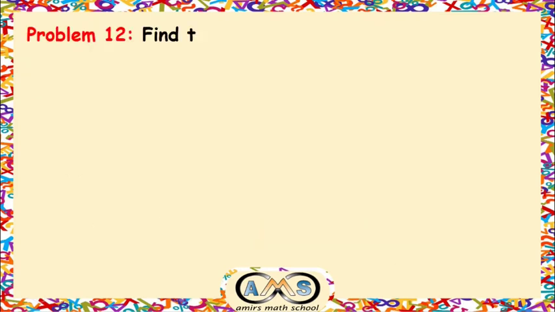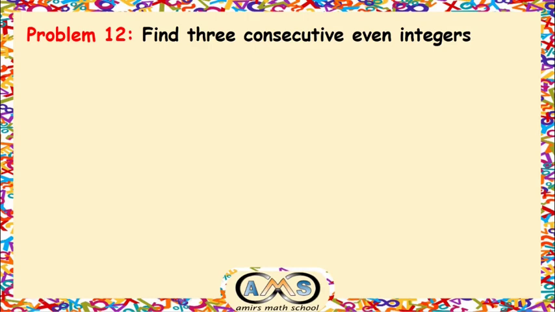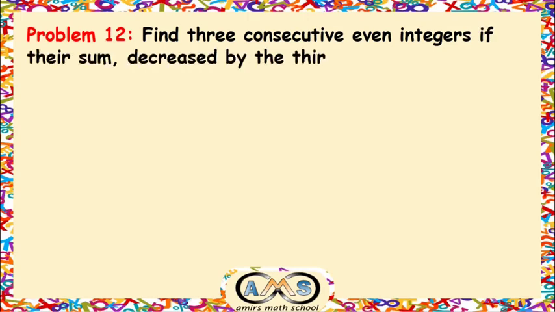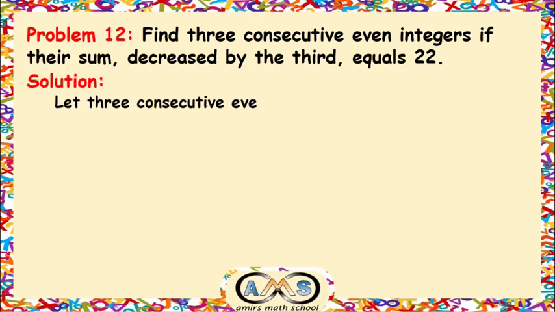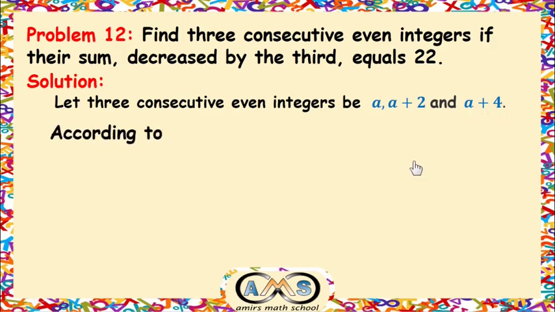Now problem number 12. Find 3 consecutive even integers if their sum decreased by the third is equal to 22. The solution is, let the 3 consecutive even integers be a, a plus 2 and a plus 4. If a is the first even integer, then the next will be a plus 2. And after this one, the next even integer will be a plus 4. So according to the question, we can write a plus a plus 2 is equal to 22.